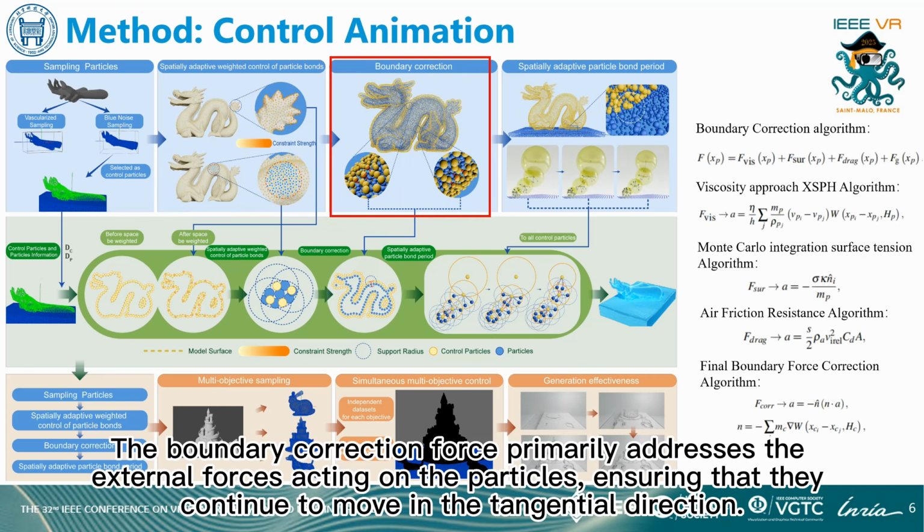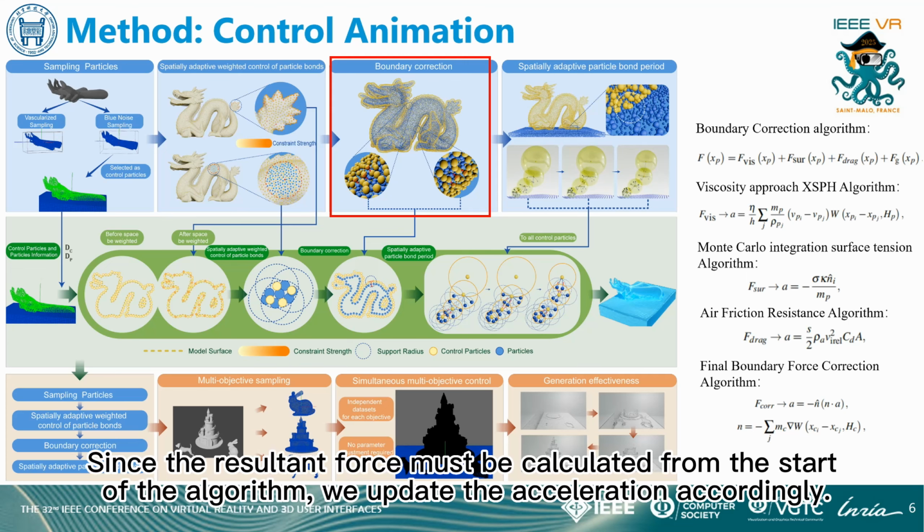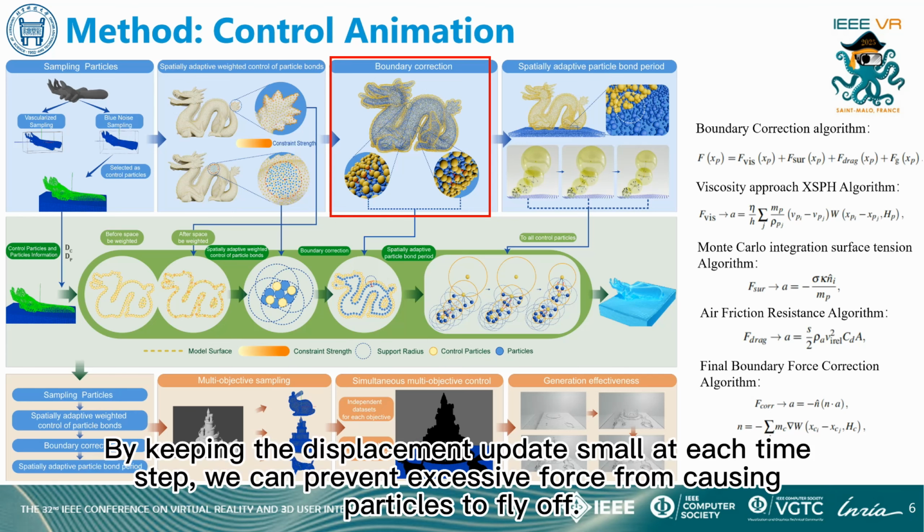The boundary correction force primarily addresses the external forces acting on the particles, ensuring that they continue to move in the tangential direction. Since the resultant force must be calculated from the start of the algorithm, we update the acceleration accordingly. By keeping the displacement update small at each time step, we can prevent excessive force from causing particles to fly off.